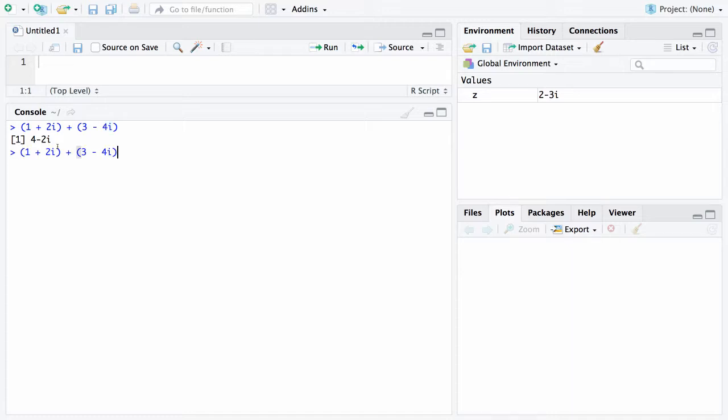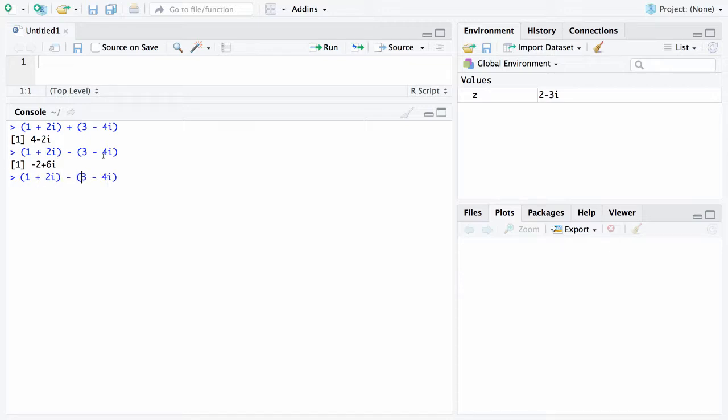Well, instead of adding them, as we did here, we could also have subtracted them. In this case, once again, the real parts get subtracted, 1 minus 3, and the imaginary parts, 2 minus a minus 4 is 2 plus 4, which is 6.